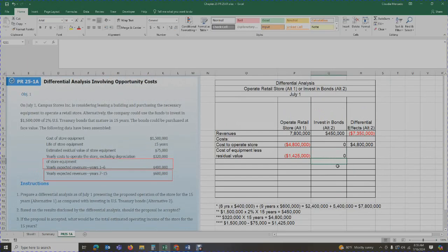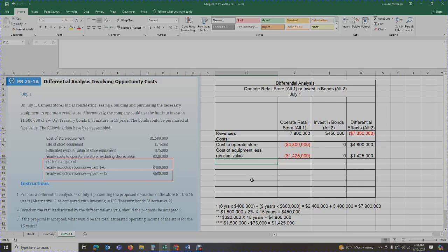So let's get the differential effects for alternative 2. We're going to get option 2 minus option 1, and that's going to give me 1,425,000. Positive because option 2 is better. We're spending less money in option 2 than we are spending on option 1. Now that's all we have. We've got the equipment, we've got the number of years, which is 15. We've got the residual value, $75,000, and we've already used up all of the data, so we're good.